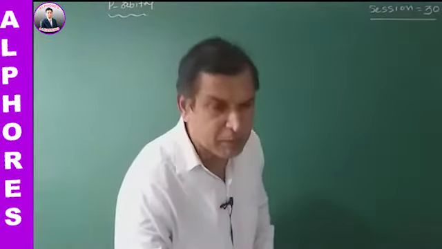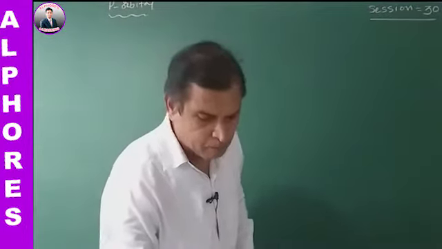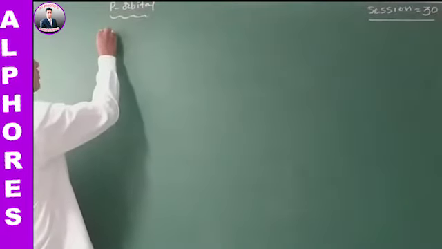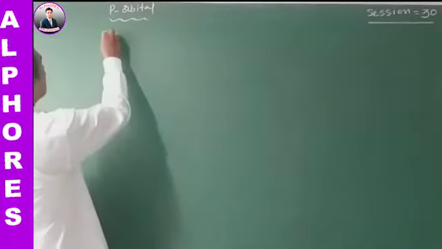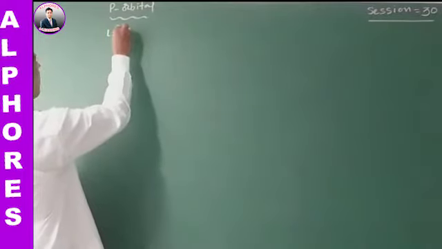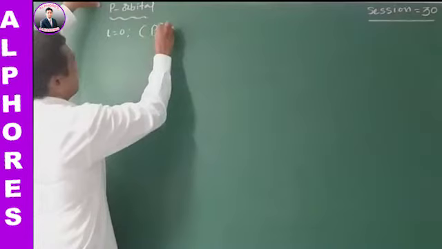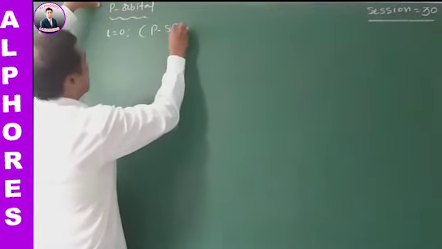What is a p orbital? How can we designate the p orbital or p subshell? The subshell with L equal to 1 is designated as p subshell.